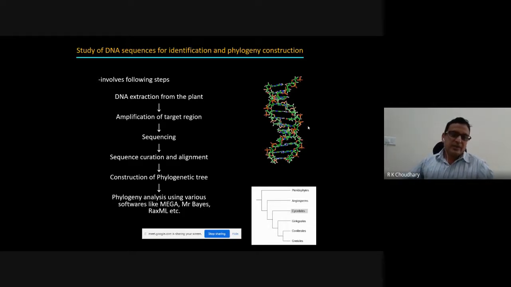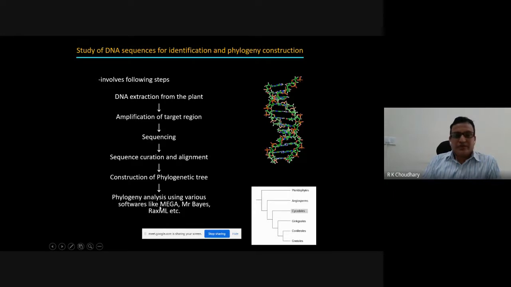So in DNA work, you first isolate DNA from the plants. Once you isolate the DNA, you amplify a particular target region, because sequencing of the whole DNA is nowadays very difficult, it's not so easy. So for our convenience, we simply amplify a target region, as for example ITS or rbcL, using PCR. Then we sequence them, get the sequences curated, align them, and after that we construct a phylogenetic tree using some software.